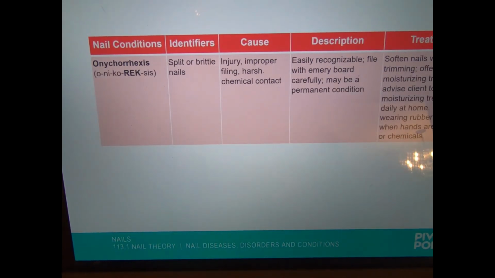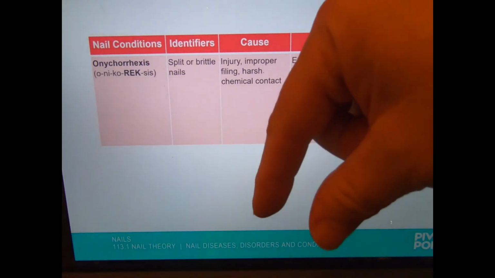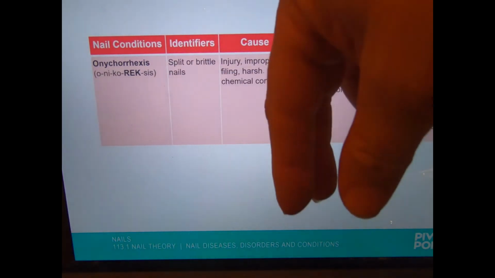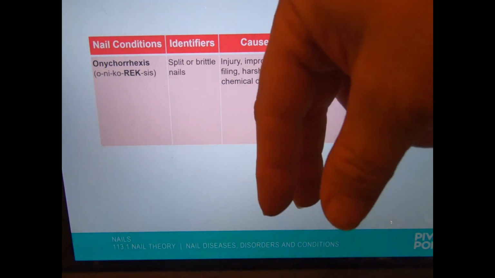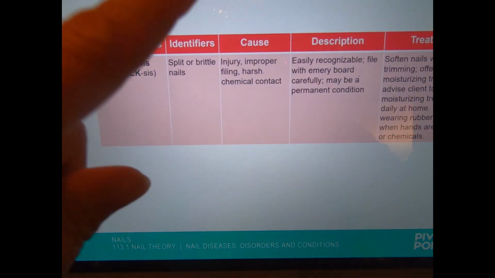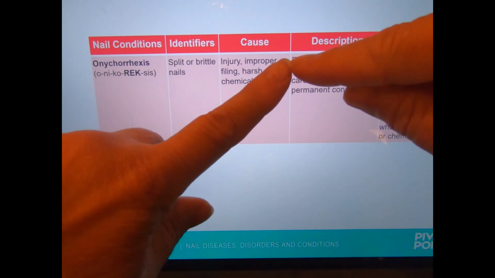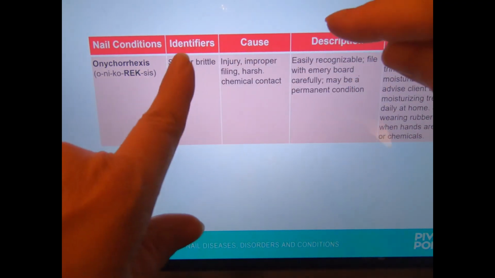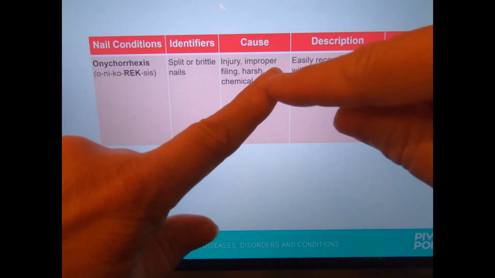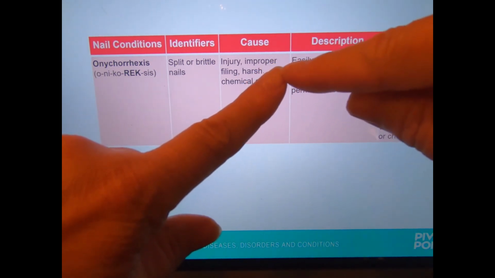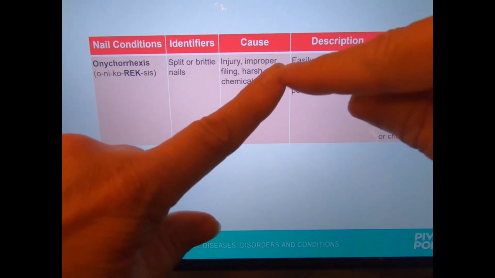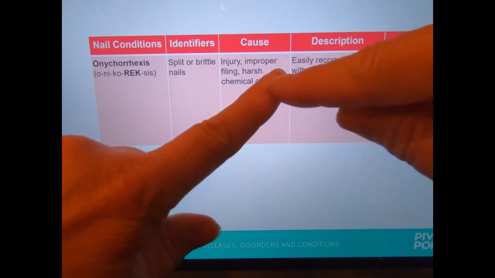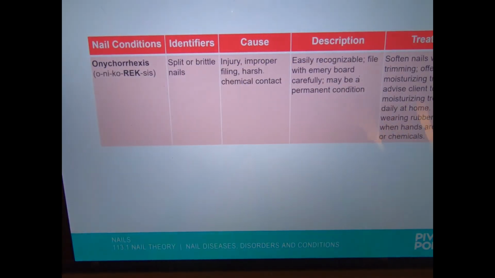And onychorrhexis. Okay, if we core an apple, we take the middle out where the seeds and everything are, rrhexis. Onychorrhexis on a nail, imagine there being a split in the nail, split or brittle nails. So just imagine a piece of the middle of the nail being removed, just like when we remove the core of an apple. Onychorrhexis.